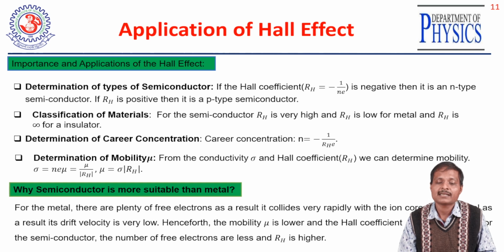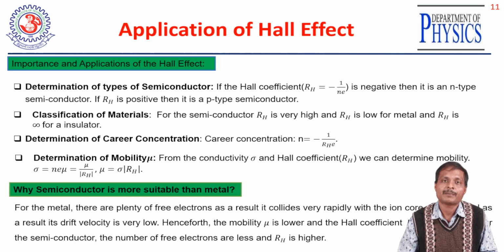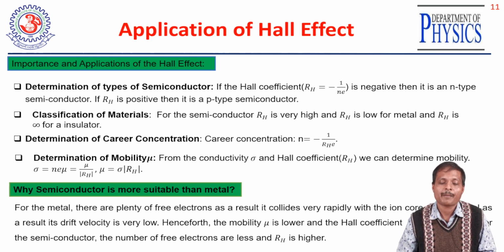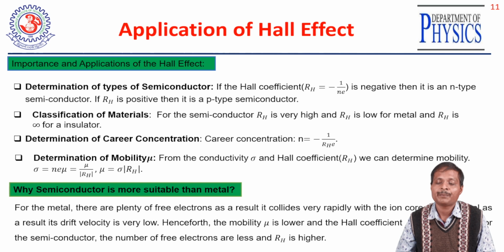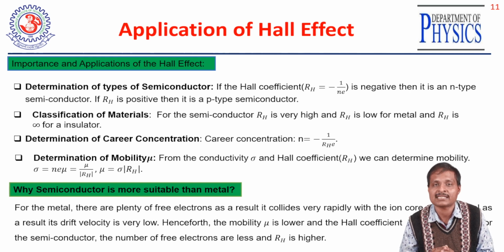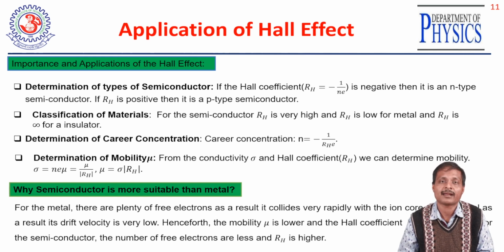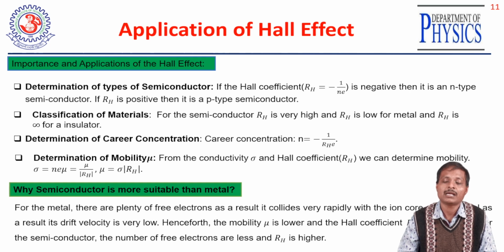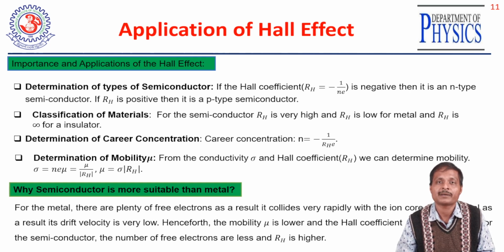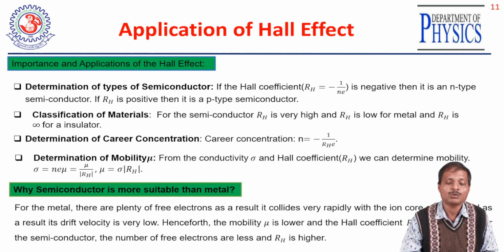Now, what are the applications of the Hall effect? There are lots of applications of the Hall effect. Its importance is to determine the type of semiconductor. If you know the Hall coefficient, RH equal to minus 1 by ne, for the case of N type semiconductor, this is negative. If somebody has given you a material and its Hall coefficient is negative, you can conclude the material is an N type extrinsic semiconductor. But if the Hall coefficient is positive, you can conclude the material is a P type semiconductor.